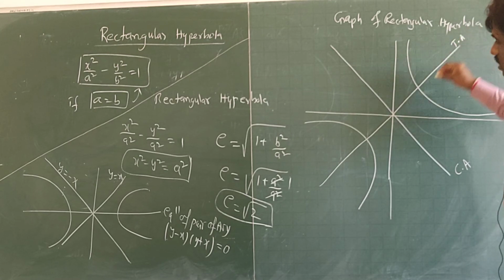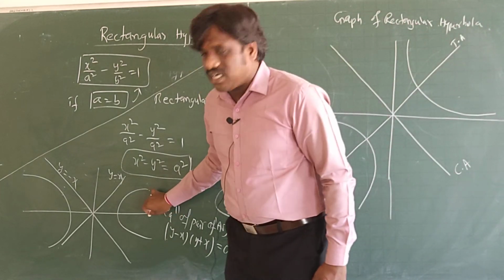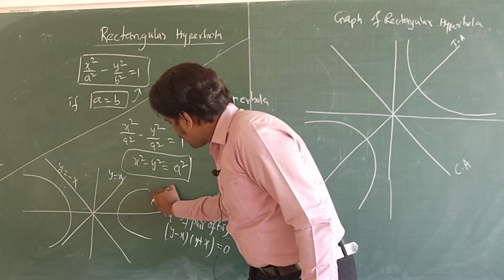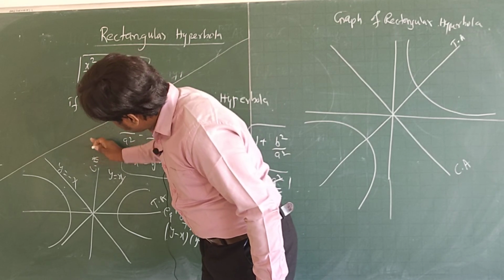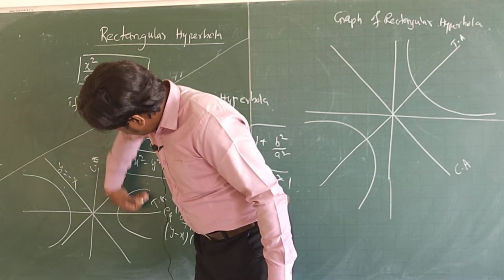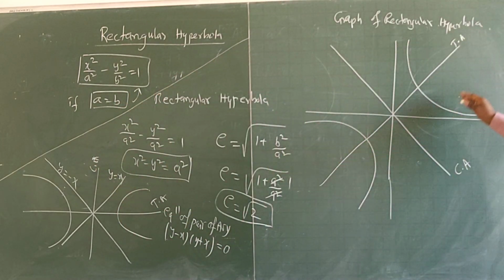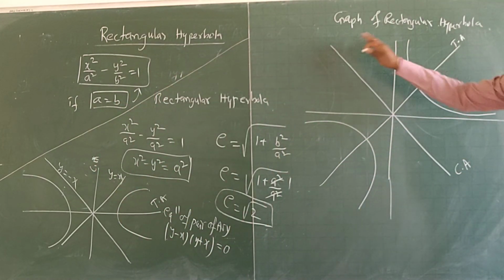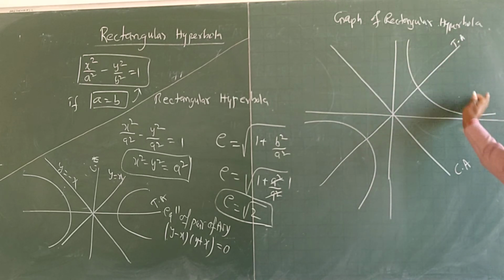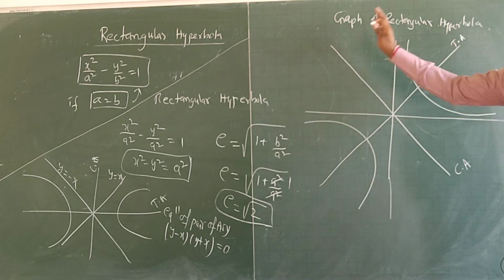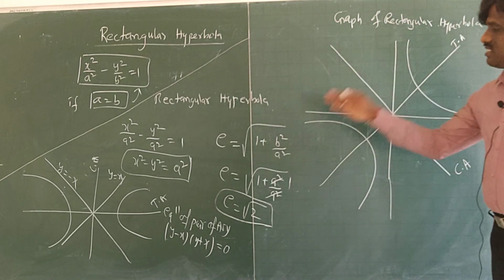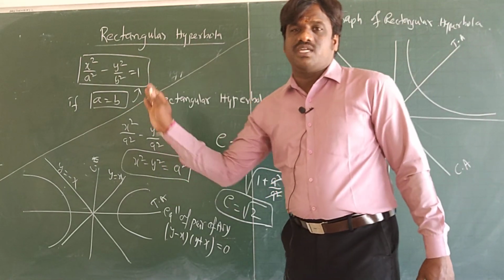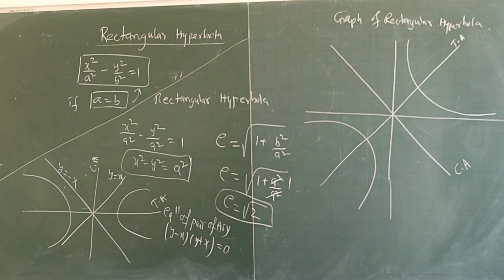In a general hyperbola, this is the transversal axis and this is the conjugate axis. So the conjugate axis moves here and the transverse axis moves here. A 45 degrees rotation has happened. When the 45 degrees rotation happens, this is the graph of the rectangular hyperbola. So this is the rectangular hyperbola.